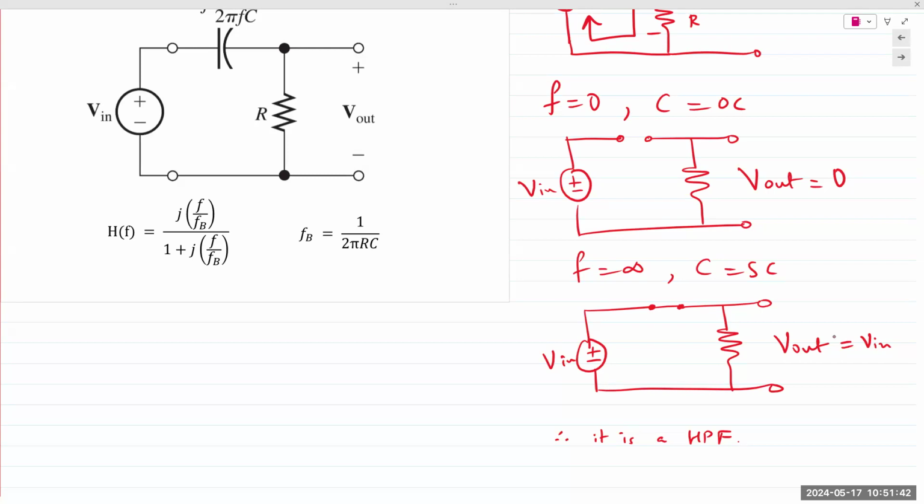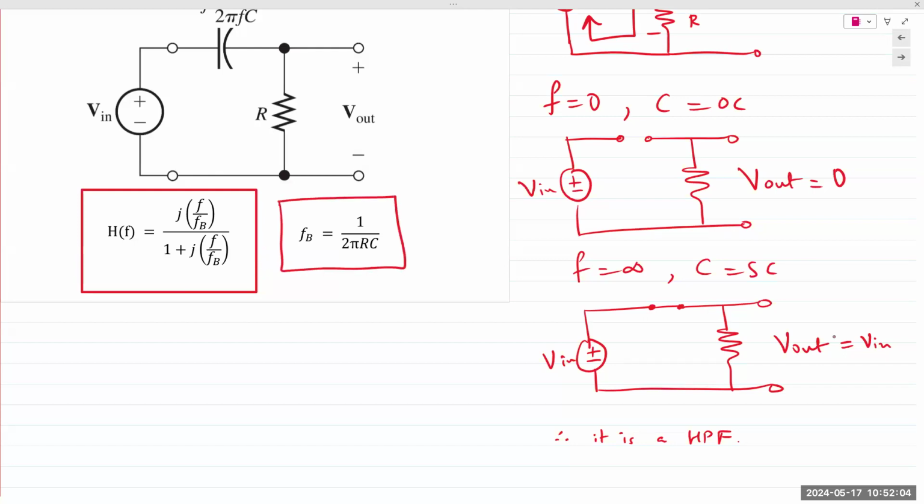The transfer function for high pass is different. The denominator is the same. The numerator has an additional component, jf over fb. The break frequency equation, however, remains the same, 1 over 2 pi RC.